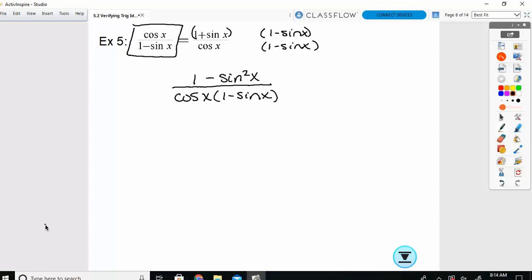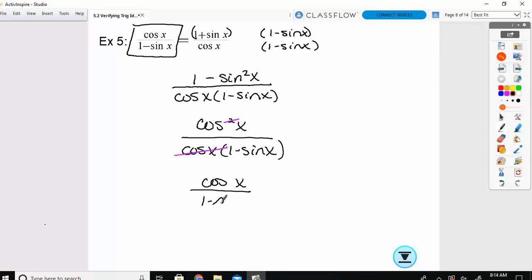Any options from here? One minus sine squared x is cosine squared x. Does this help me? Because the square on the top cancels, the bottom cosine will cancel. Yeah, you can cancel a single cosine out of here. And so then we're left with a cosine x on top and a 1 minus sine x on the bottom. And that's what we wanted.